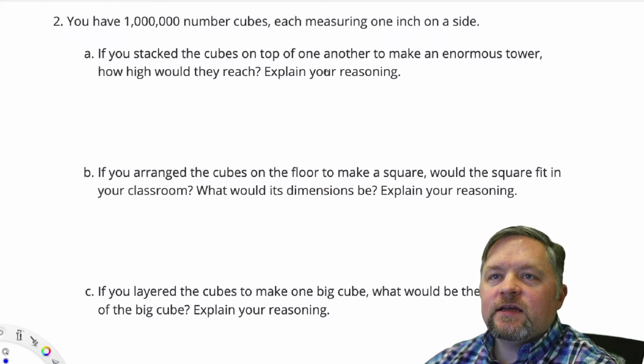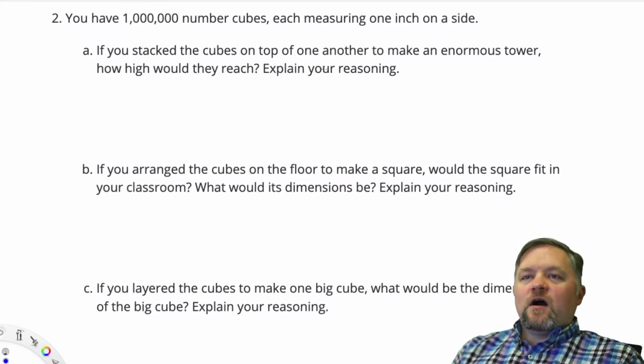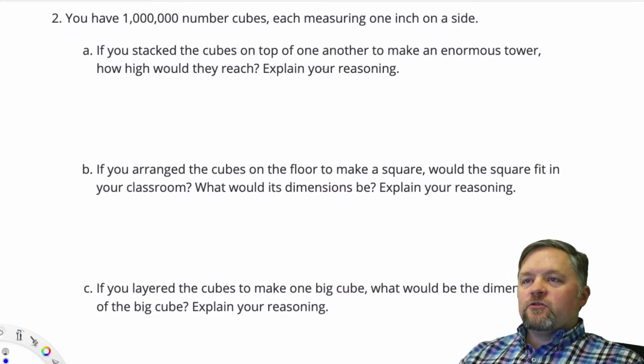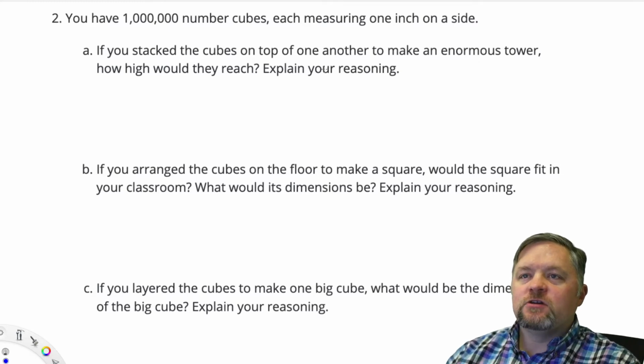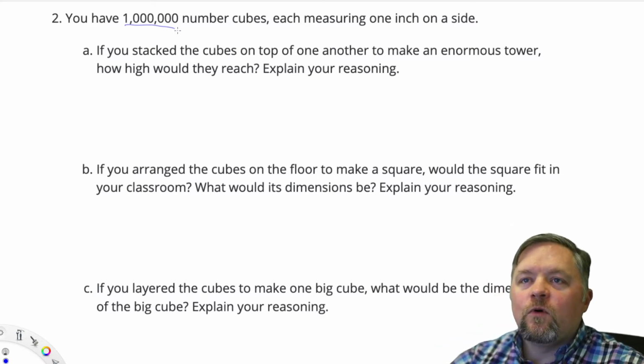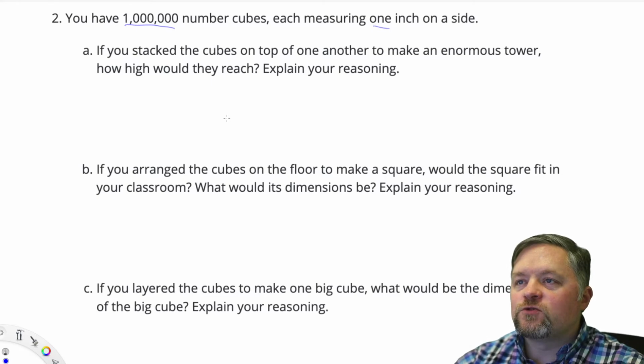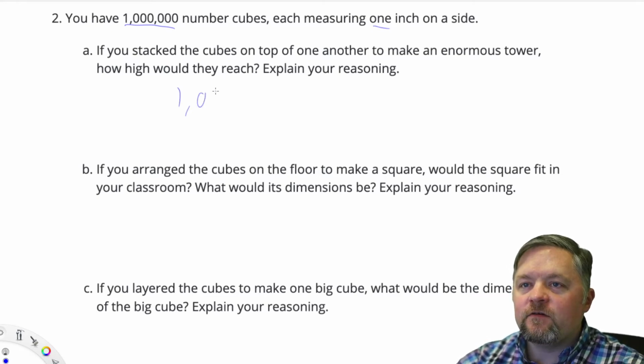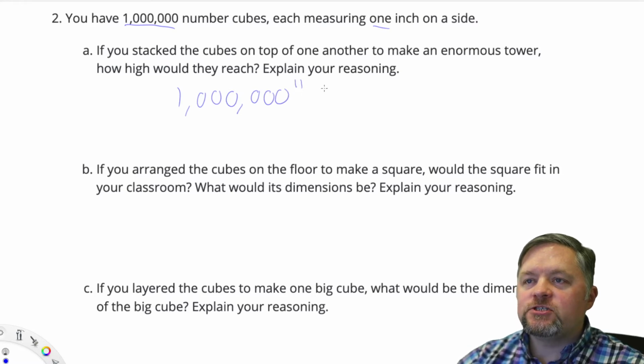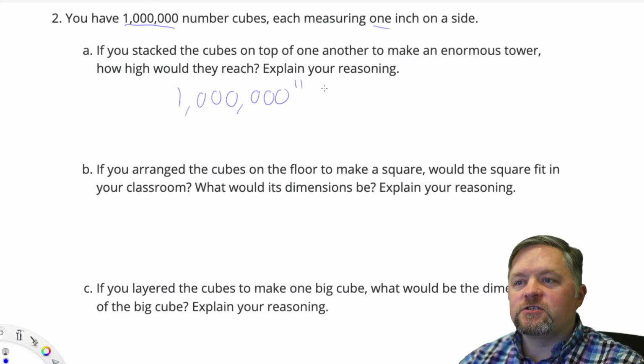Okay, what is next? You've got 1 million number cubes, each measuring 1 inch on a side. If you stack the cubes on top of one another to make an enormous tower, how high would they reach? Well, there are 1 million of them, and each one is 1 inch, so you would have 1 million inches. Your tower would be 1 million inches tall.